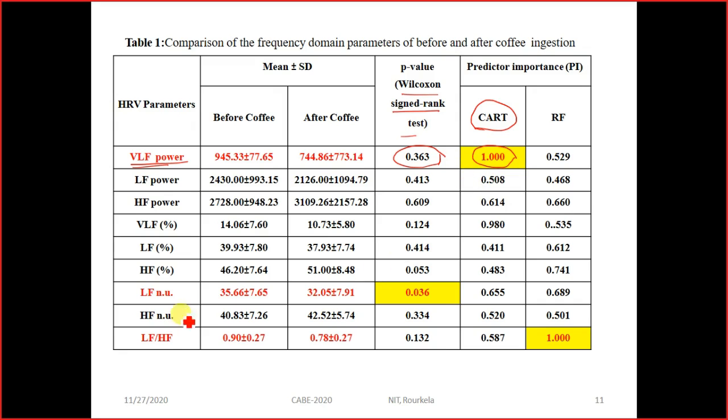Okay, the LF nu values were significant through the Wilcoxon signed rank test, and the LF by HF ratio has played an important role in the classification using the RF. So we have found that these three parameters are statistically important parameters, and they may be further used for analysis.